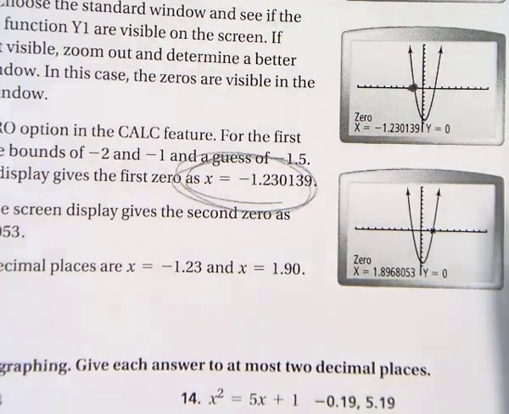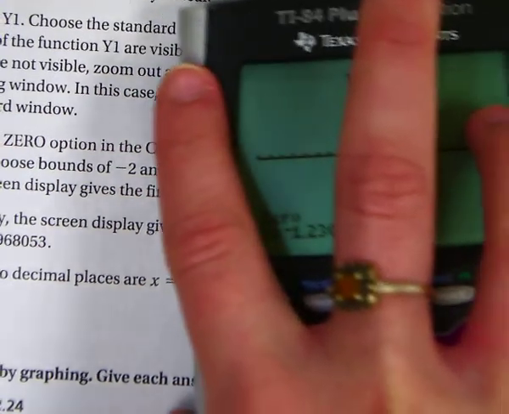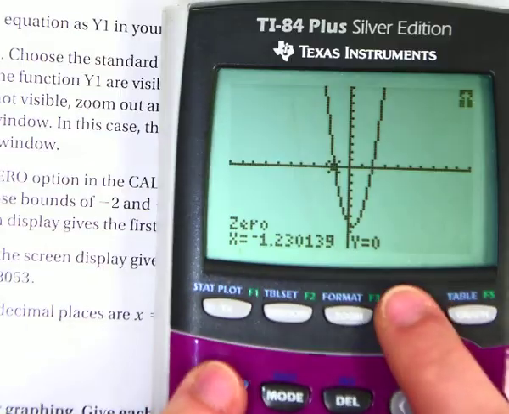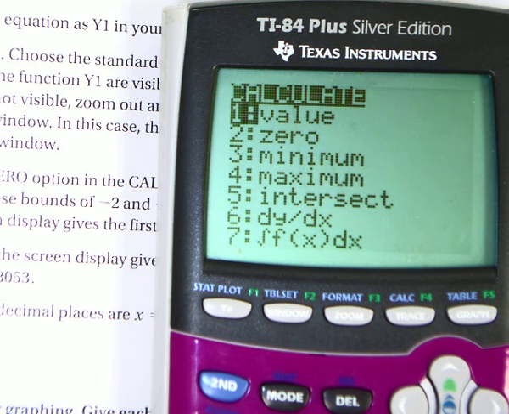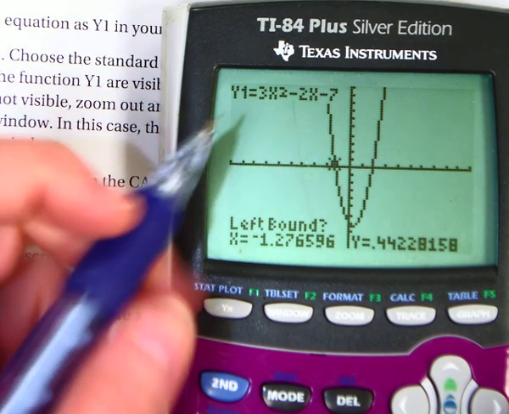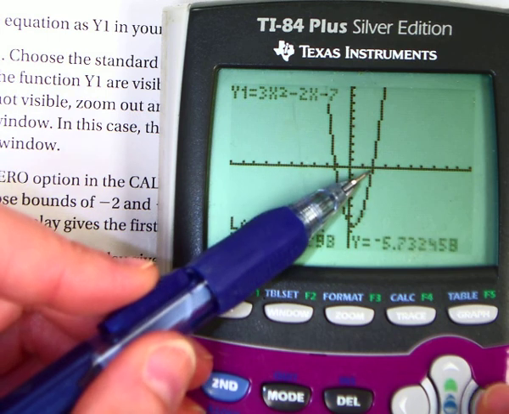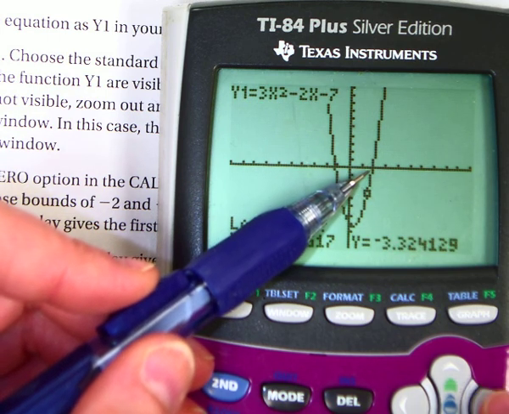Now all we did is we found this one. We've got to find the other one now. Get your calculator. We're going to go through the same steps. You're going to do second trace. You're going to go to number 2. But this time we're going to search over here. So we need to find this spot and we need to go to the left of it.